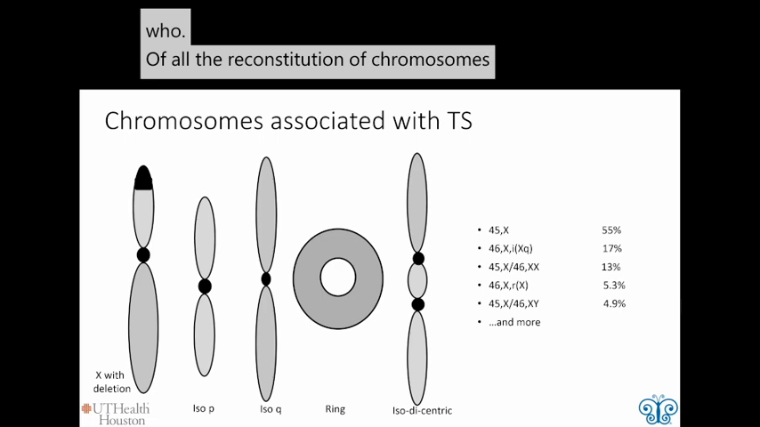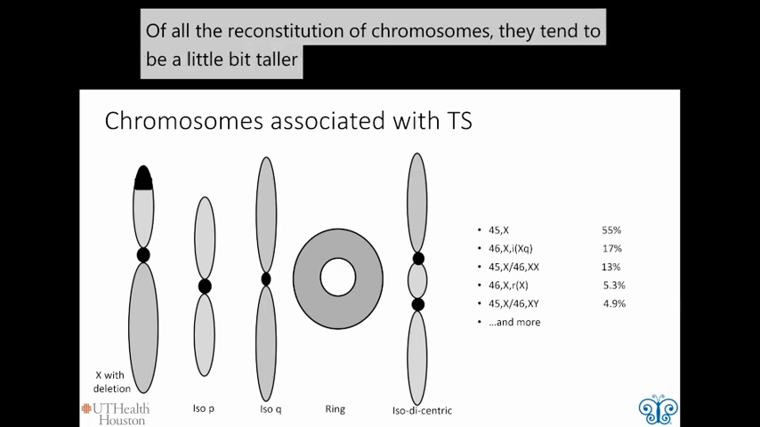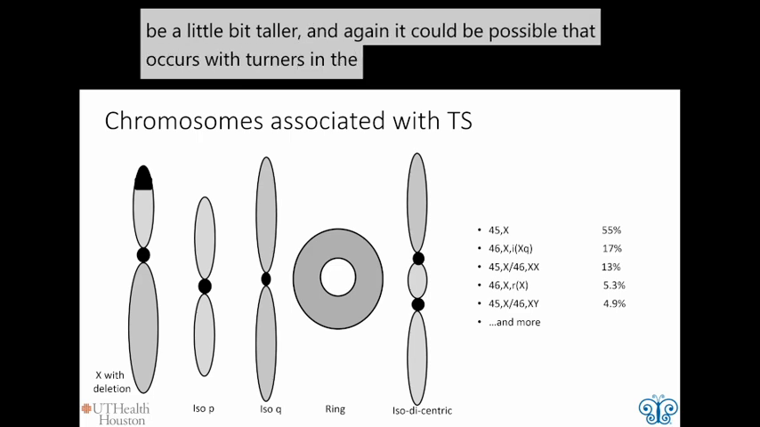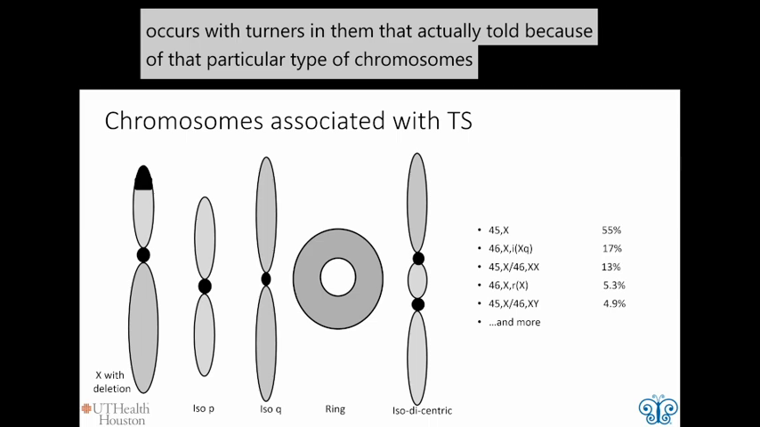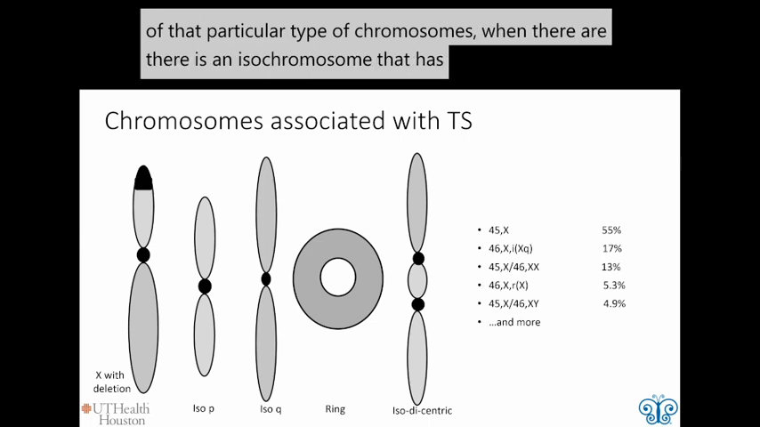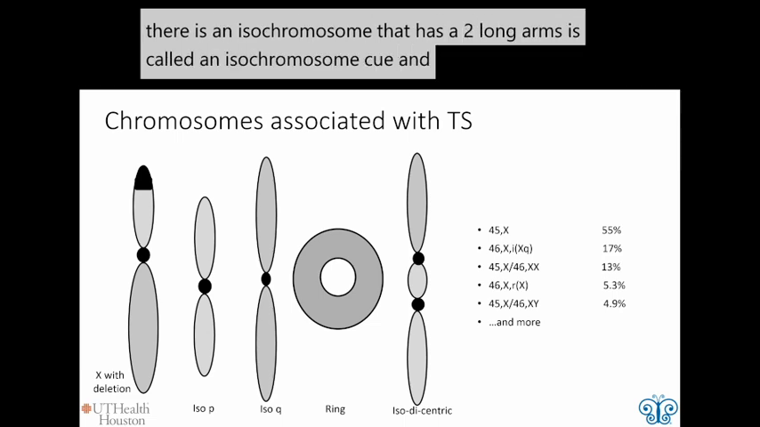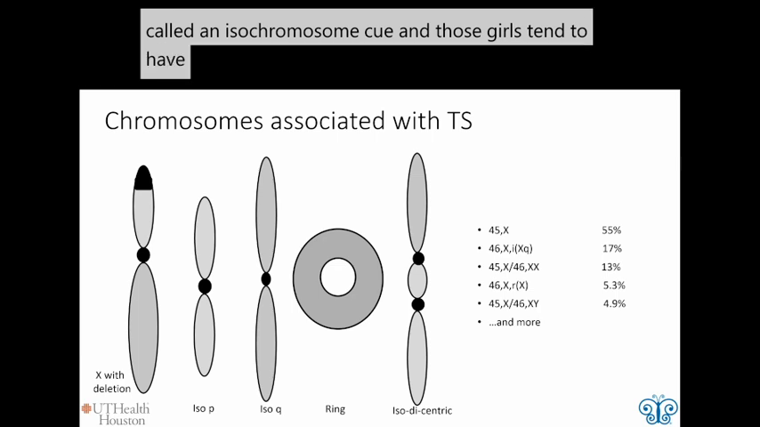They tend to be a little bit taller, and again, it could be possible that there are girls with Turner syndrome that are actually tall because of that particular type of chromosomes. When there is an isochromosome that has two long arms, it's called an isochromosome Q, and those girls tend to have fewer problems in terms of cardiovascular disease.